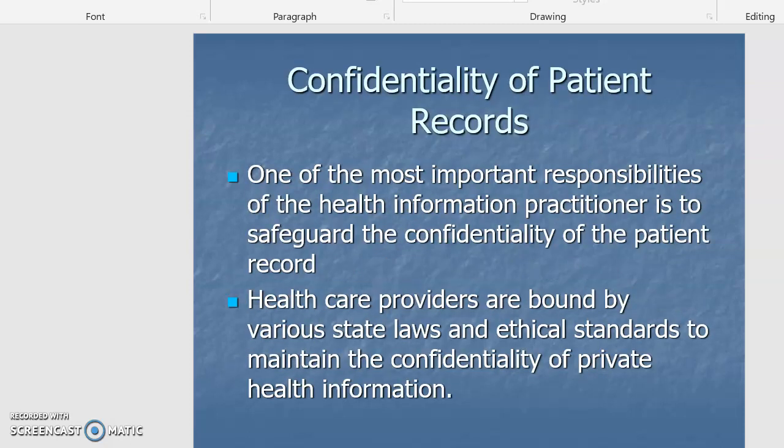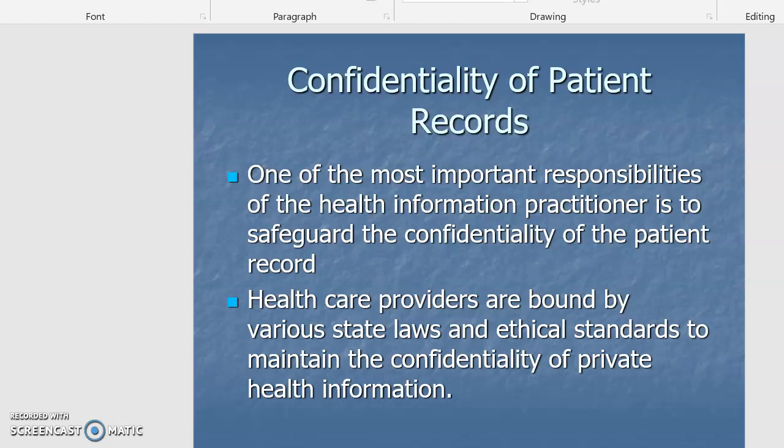Let's go to the big one here, confidentiality of a patient record. One of the most important responsibilities of the health information practitioner is to safeguard the confidentiality of a patient record. Healthcare providers are bound by various state laws and ethical standards to maintain the confidentiality of private health information.